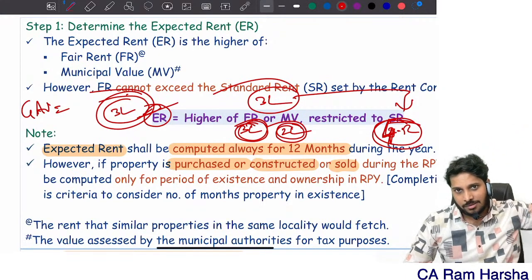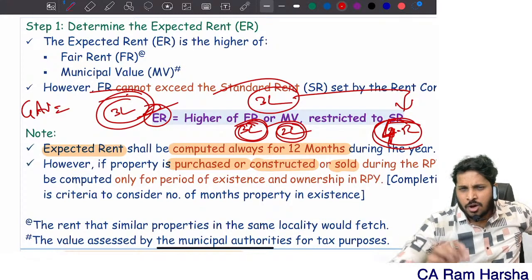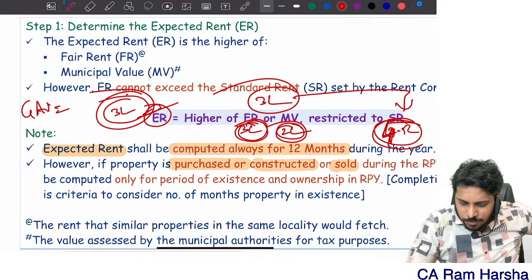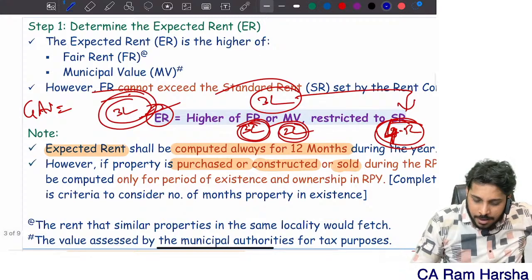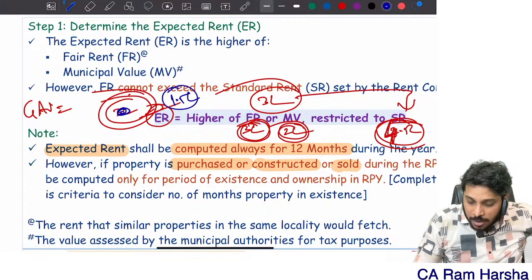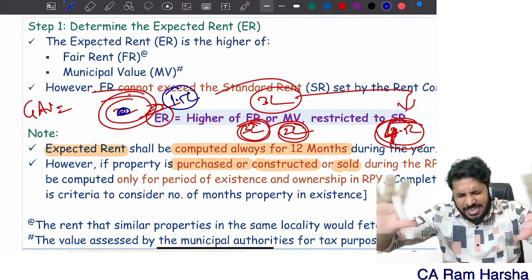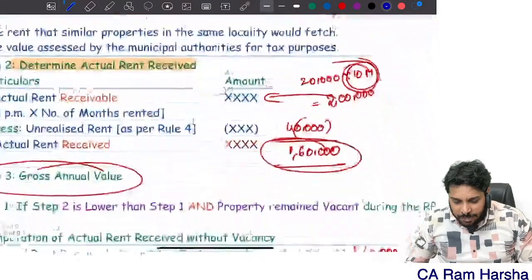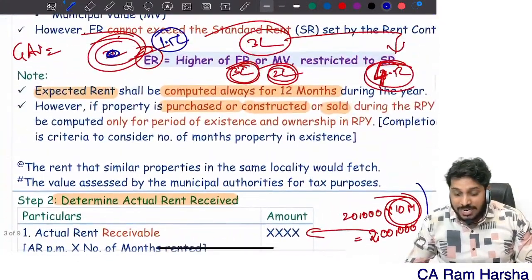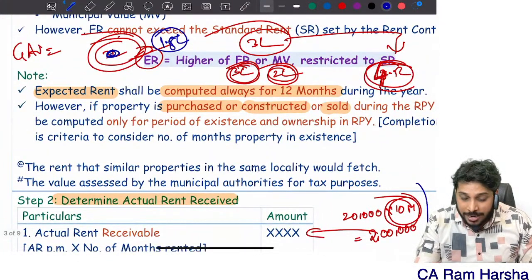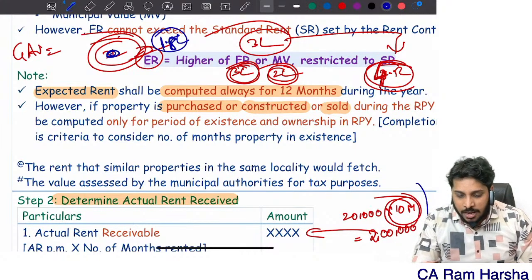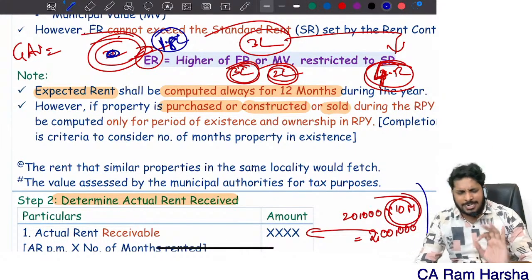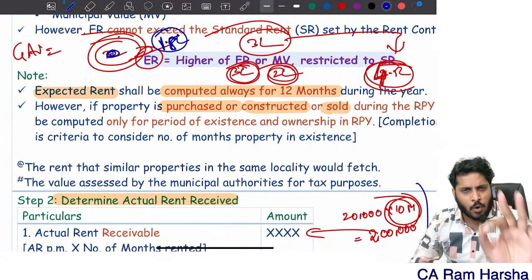3 lakh. Suppose one small adjustment I will tell you. Let us assume gross expected rent is 1.5 lakh only. This information is the same. Let us assume expected rent is 1.8 lakh.